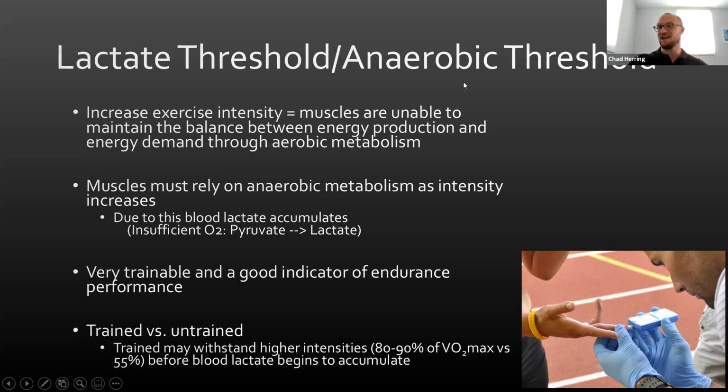Okay, so when we transition from aerobic to anaerobic, we're increasing our intensity of exercise, and we're not going to be able to last quite as long in anaerobic metabolism as compared to aerobic. The muscles are unable to maintain the balance between energy production and energy demand through aerobic metabolism. What that's saying is basically we don't have enough oxygen to produce enough energy. So the muscles must rely on anaerobic metabolism as intensity increases.